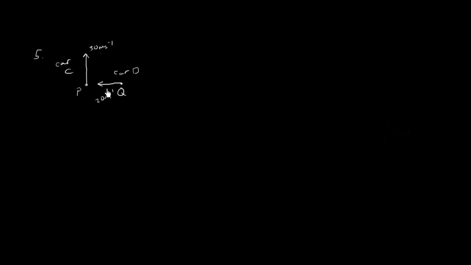And the question asks, find the velocity of C relative to D and show the relative direction in a diagram. Okay, so to answer this, first I wanted to do a brief side comment, which is, for example, this is better understood perhaps with location vectors.